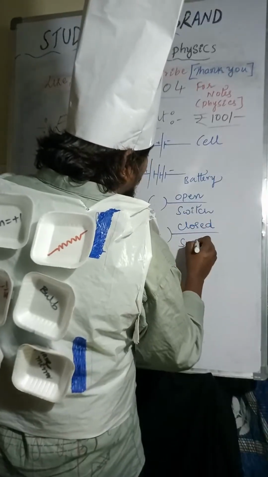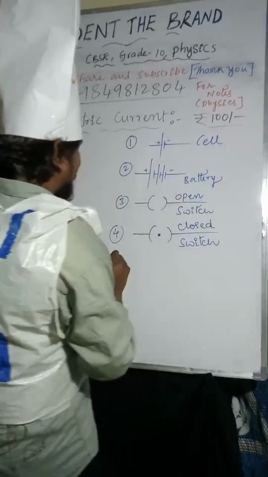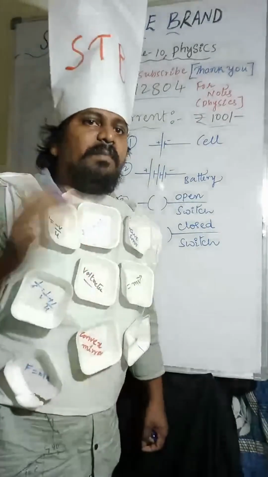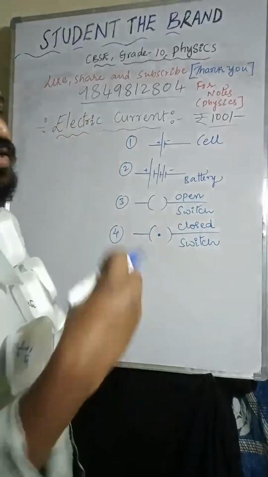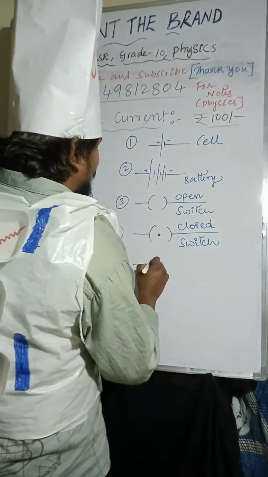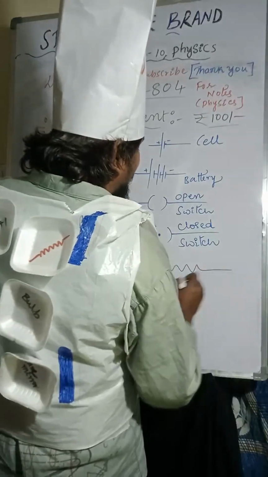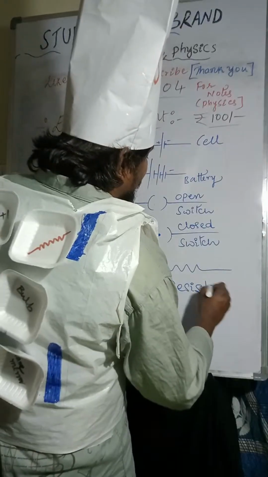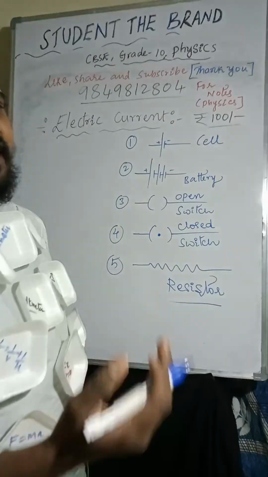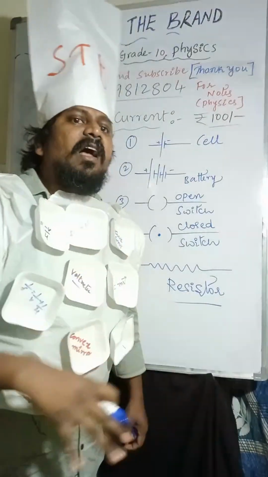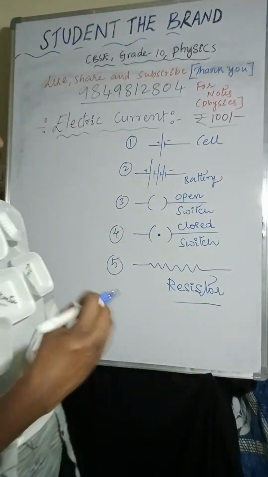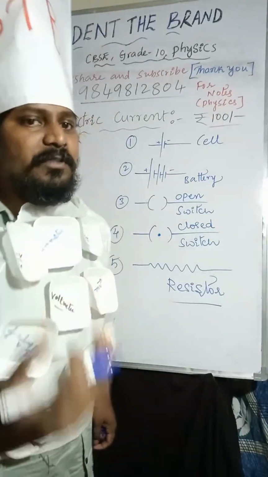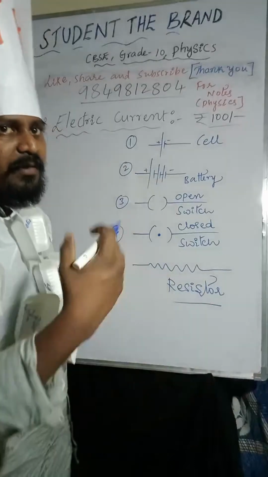Next one is the resistor. What is a resistor? A resistor is a device which is used to oppose electric current in the circuit. Resistance is the phenomenon of opposing electric current.